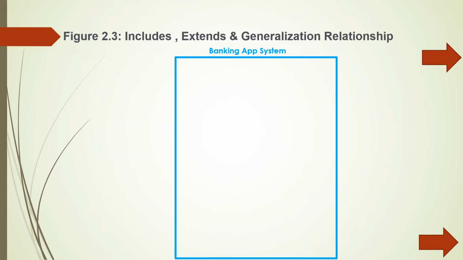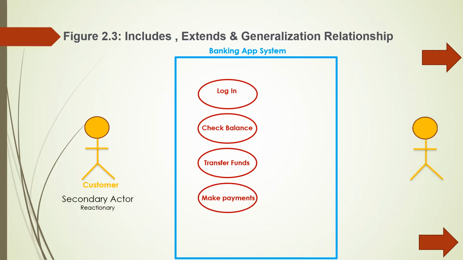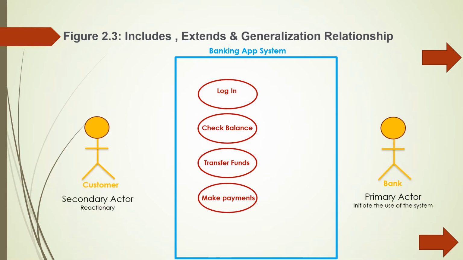Use cases have include, extend, and generalization relationships. For example, in this banking app system, there are use cases: log in, check balance, transfer funds, and make a payment. All those functions are being done by the customer. Customer is a secondary actor, while bank is a primary actor.